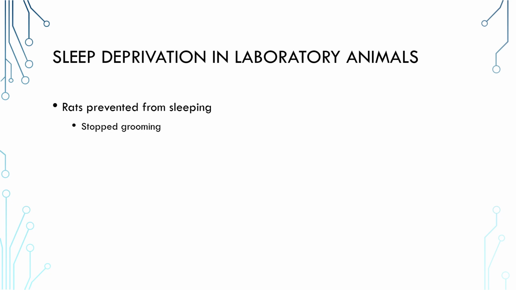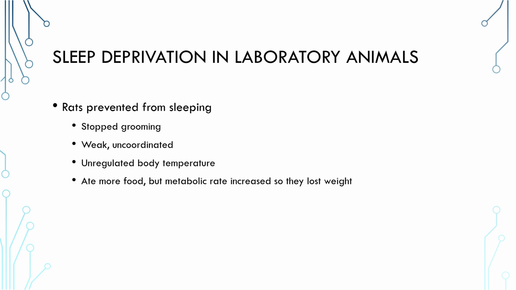These rats, first of all, stopped grooming themselves. Secondly, they became weaker and less coordinated. They were more likely to fall or not be able to run on a wheel properly. They also found that, much like the patients with familial insomnia, they became unable to regulate their own body temperature. Interestingly, they ate more food, but their metabolic rate also increased. So inevitably, they wound up losing weight.